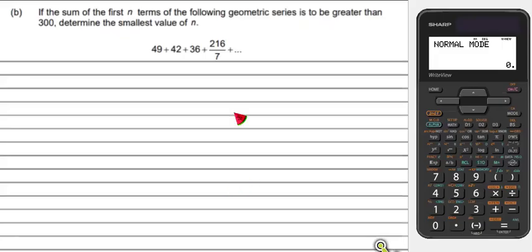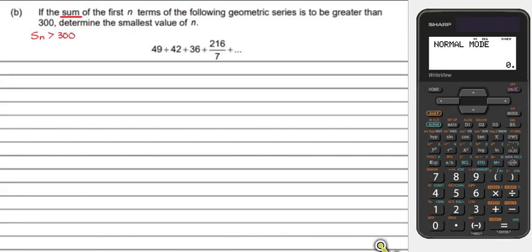All right, let's bombard this one. It says if the sum of the nth term, that is the sum, let's underscore that one. Let's not forget we're dealing with the Sn. When we add the first n terms of the following geometric series is to be greater than 300. Symbolically, they're telling me the sum of the first n terms must be greater than 300.